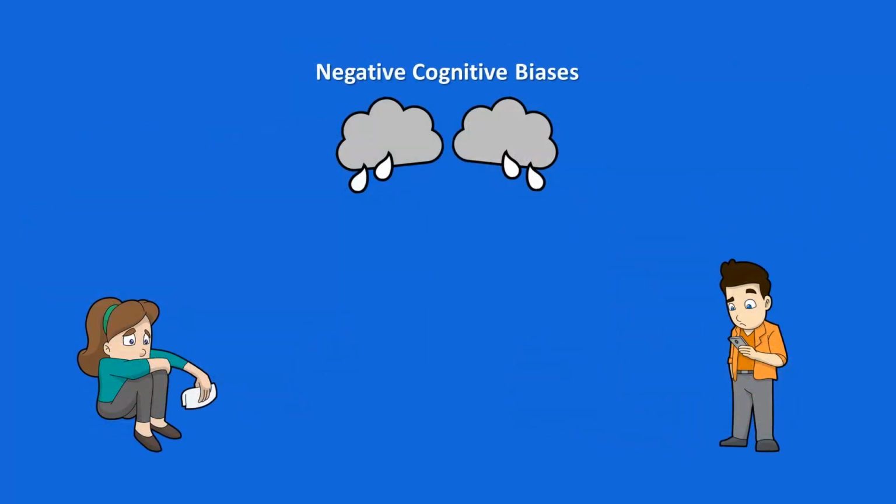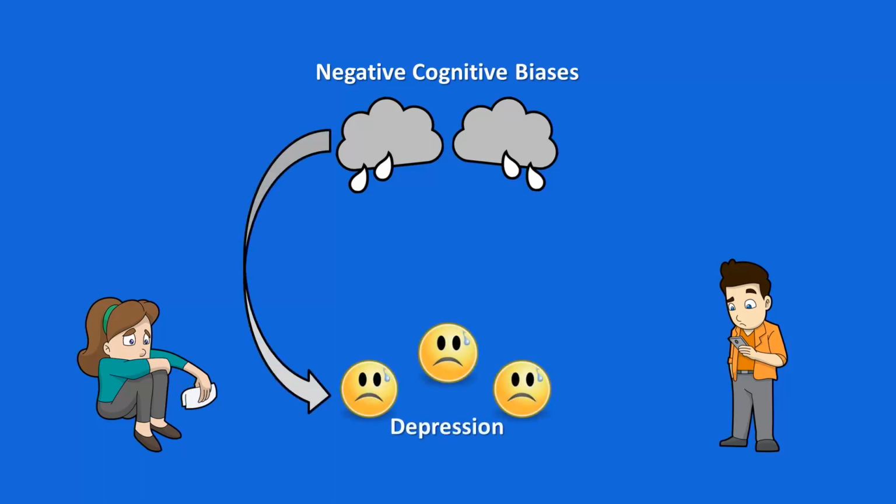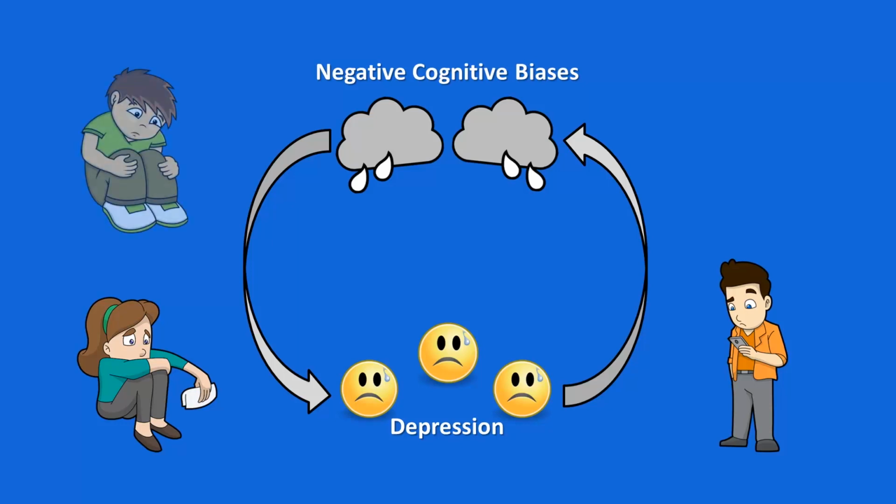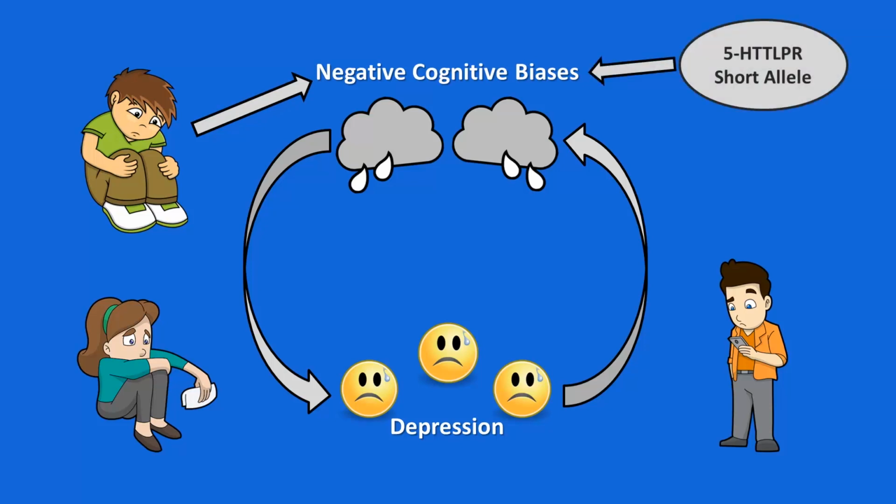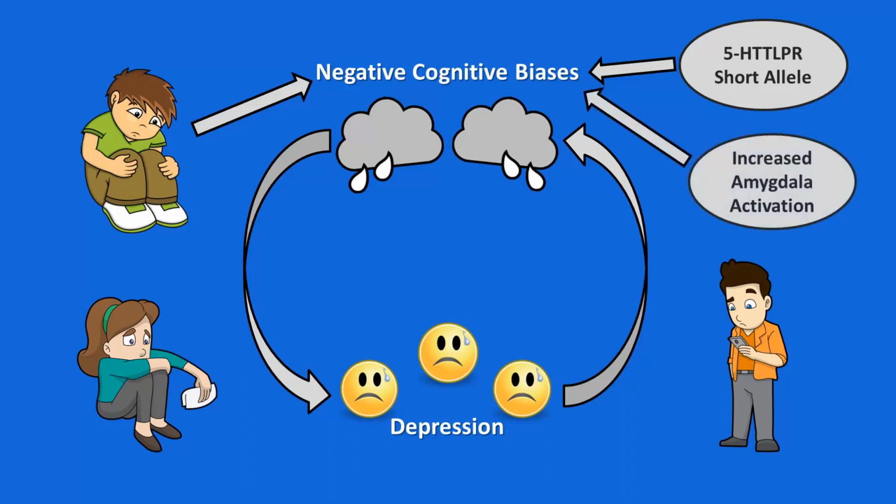And while this type of negative cognitive bias predisposes us to depression, depression also causes cognitive biases in favor of negative information, resulting in a negative feedback loop or vicious cycle that can prolong or intensify depression and make us more vulnerable to depression in the future. And adverse childhood experiences predict these sorts of negative cognitive biases later in life. And the 5-HTT-LPR short allele is also associated with these types of cognitive processing biases, as is increased amygdala activation.